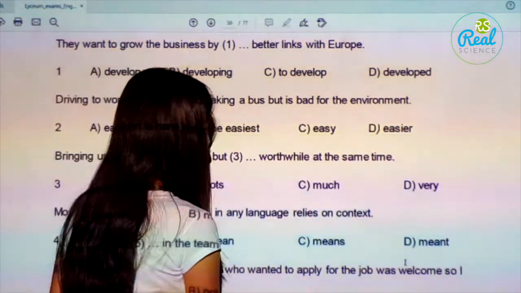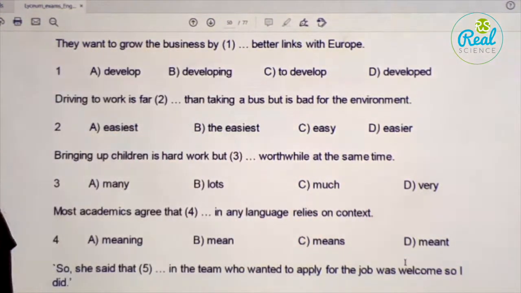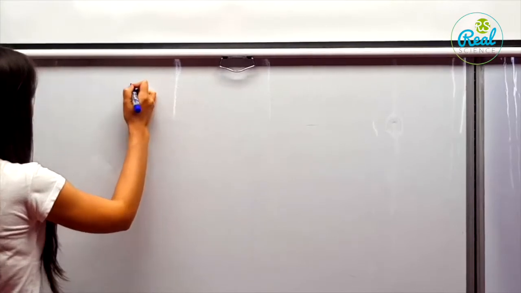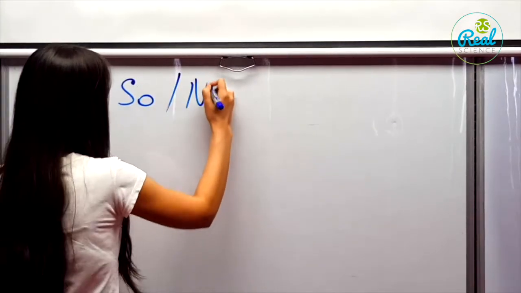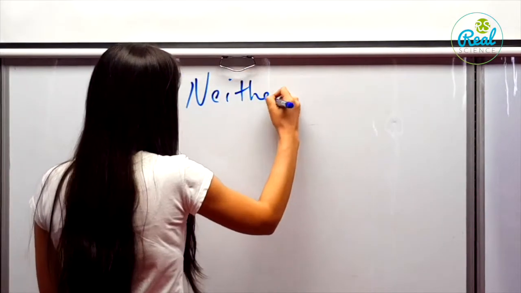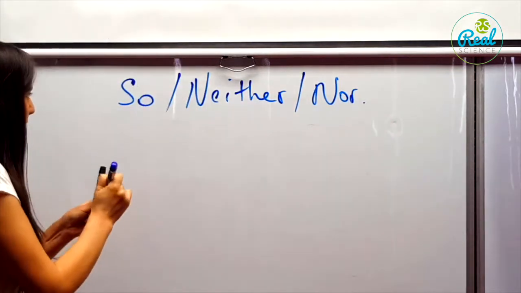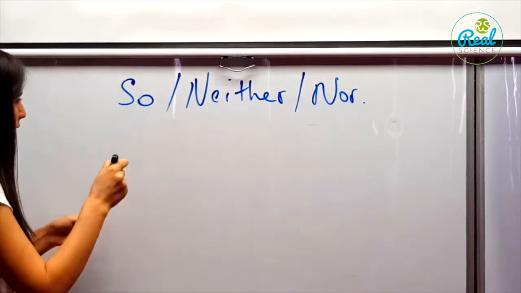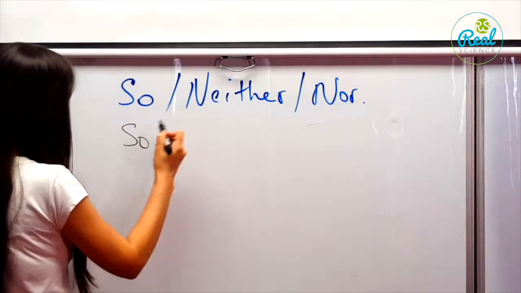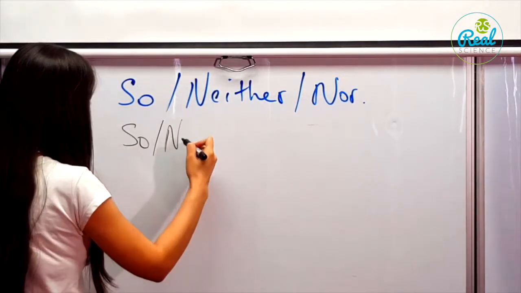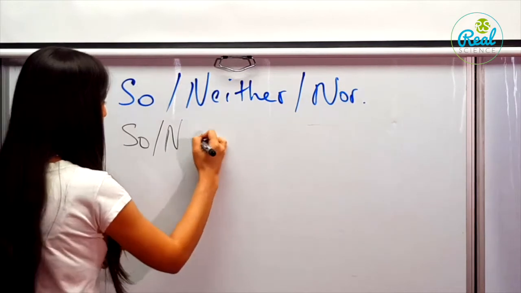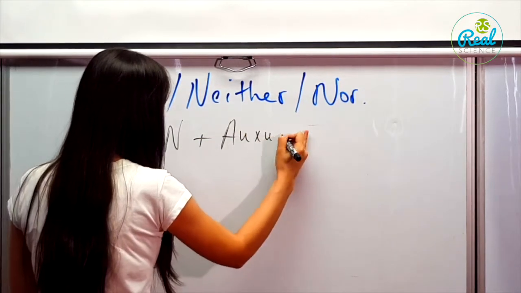Should I explain? Okay, wait. I will explain. Here we have "so," "neither," "nor." After this one, in the formula I told you, put "so," "neither," or "nor," one of them. I will just put "n," okay? Plus auxiliary verb. What is an auxiliary verb? Do you know?